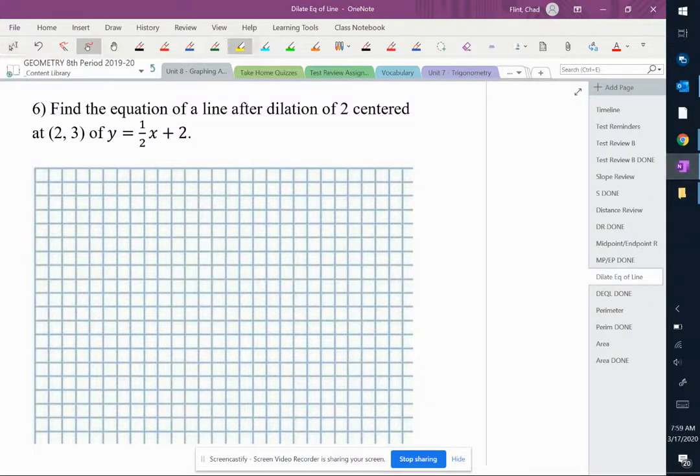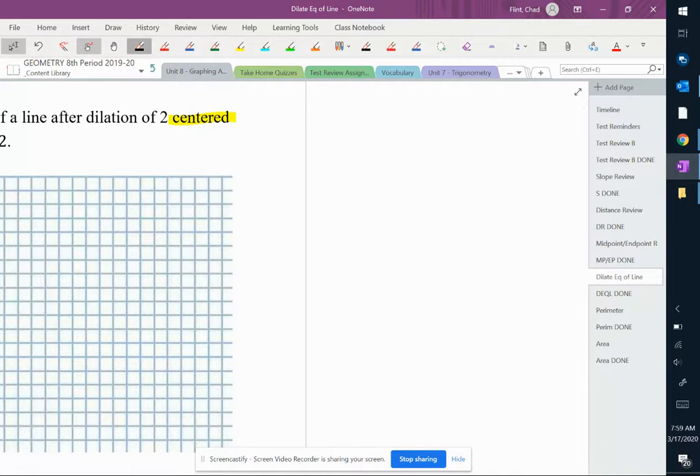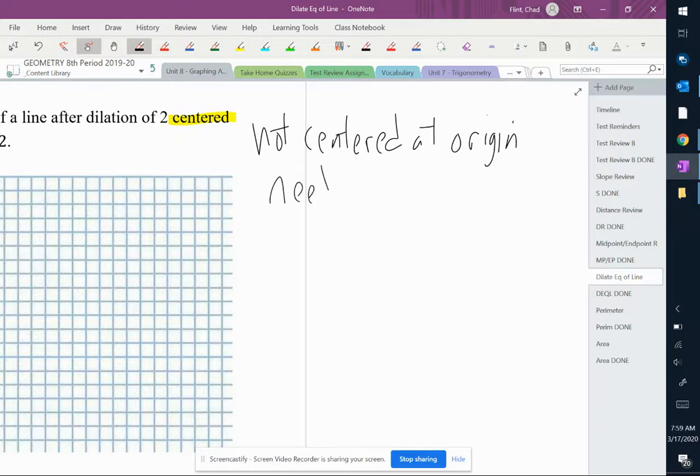The most important part of this question is that it is centered at 2, 3. So it's not centered at the origin, meaning I need a picture. So I'm going to write that down over here. Not centered at origin. Need a picture.